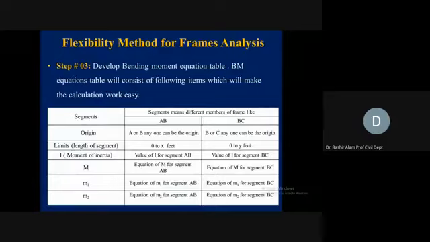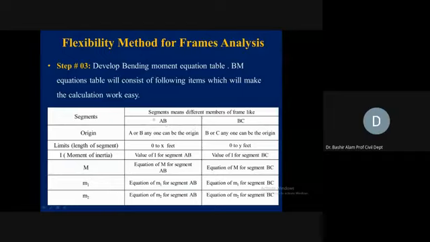Then step number 3, develop the bending moment equation table. This table will consist of the following items, which will make the calculations easy. First column, you will show the segment, then origin, limits, that is the length of the segment where the equation is going to be applicable, moment of inertia for that particular section, capital M, which will come from the actual load application, small m1 from the application of the unit load corresponding to AR1, then m2 corresponding to AR2.